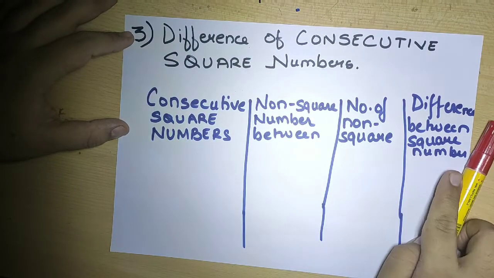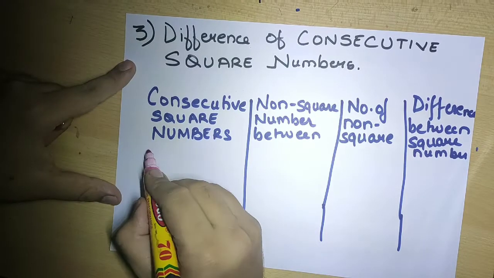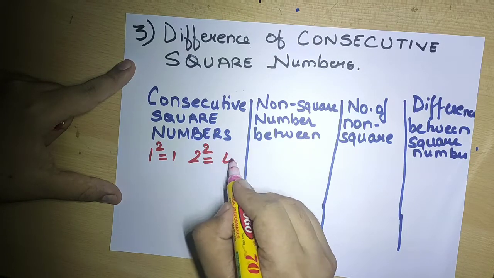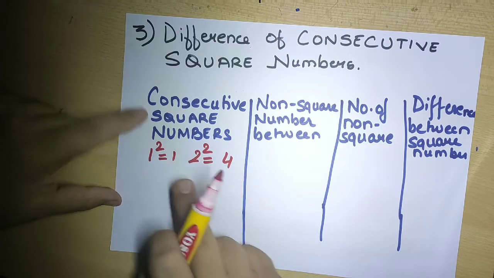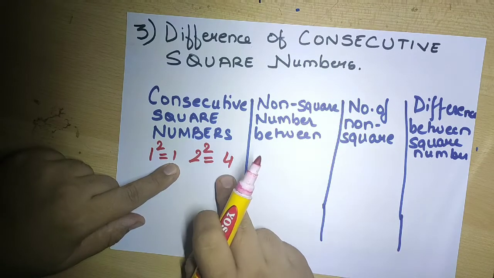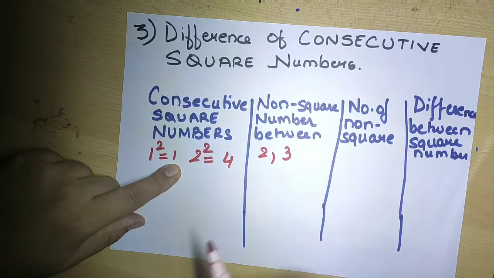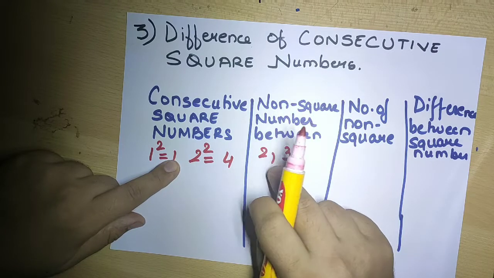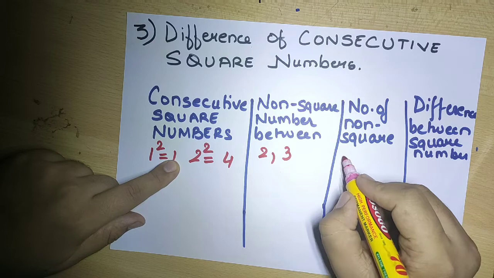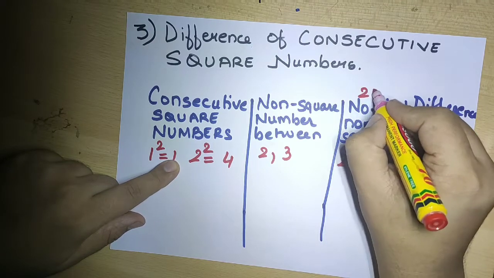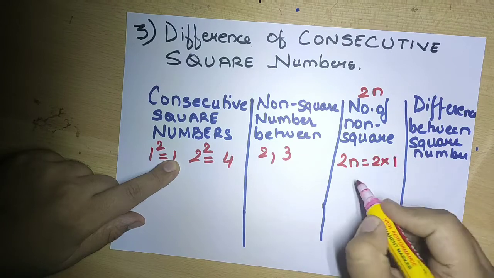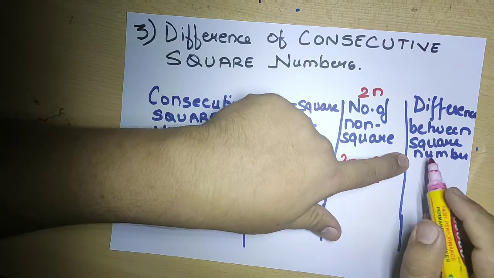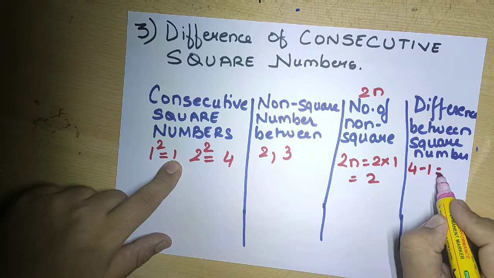So prepare the whole table like this, and we can see that 1 square is equal to 1, 2 square is equal to 4. So which are the non-square numbers between 4 and 1? 2 and 3. Okay. So 4 and 1 have between them the non-square numbers 2 and 3. So here you write down 2n. 2n is equal to 2 multiplied by 1, which is 2. The difference between the square numbers 4 and 1: 4 minus 1 is equal to 3.